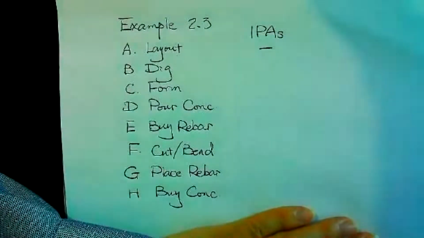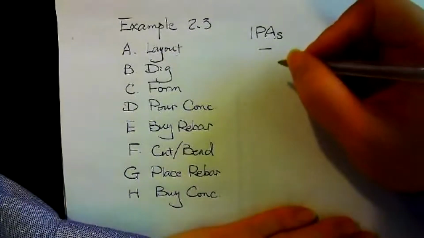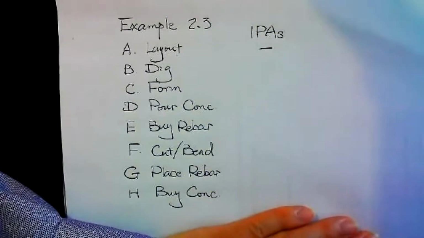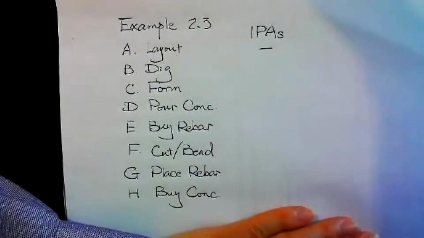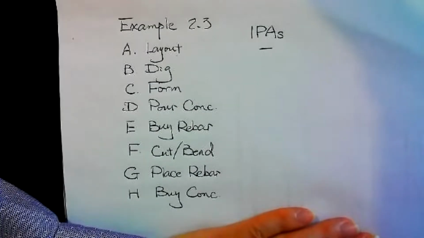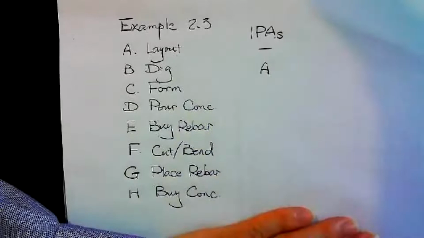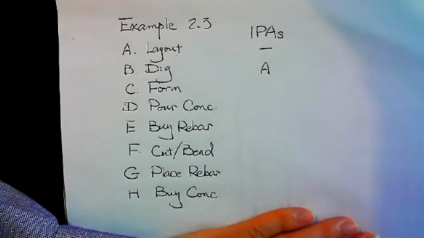Okay, for dig, next one, B, to dig a foundation. Dig the foundation, I have to know the location. So what activity is IPA of B? Layout, very good. So over here, A is that.